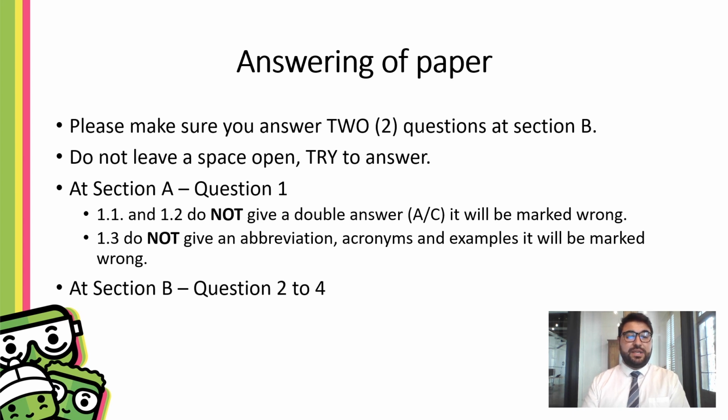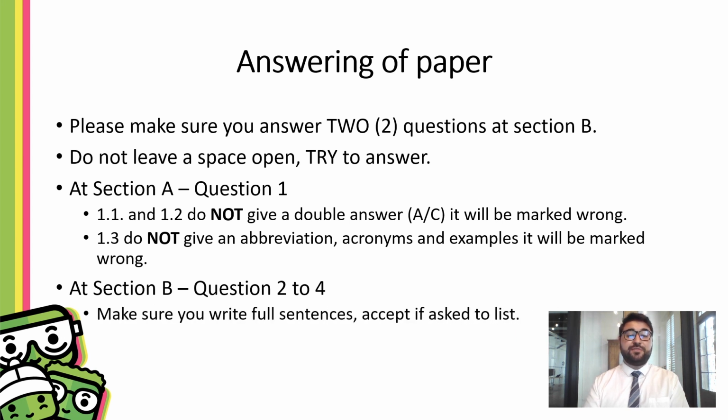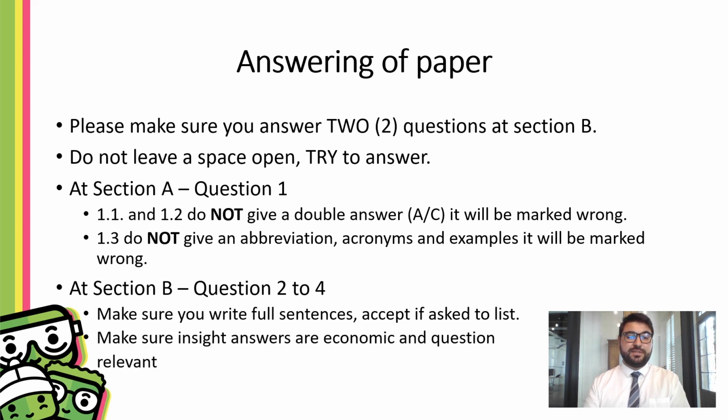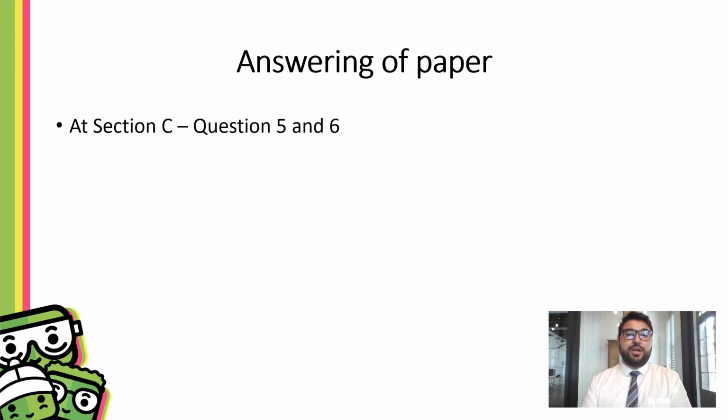At section B, you're going to answer question 2 to 4. Make sure you write full sentences, except if asked to list something or to give one answer. Then make sure your answers are economic and question relevant. With section C, question 5 and 6, you're going to choose one there.